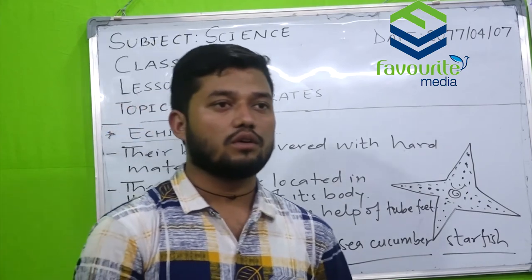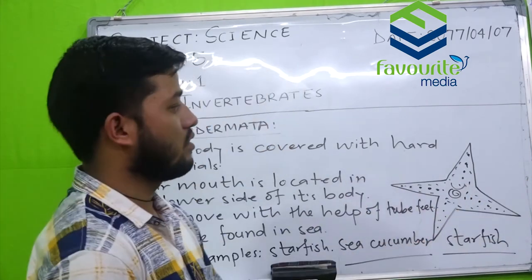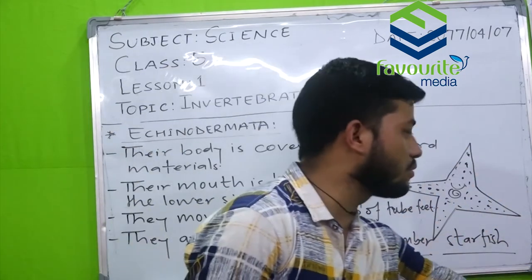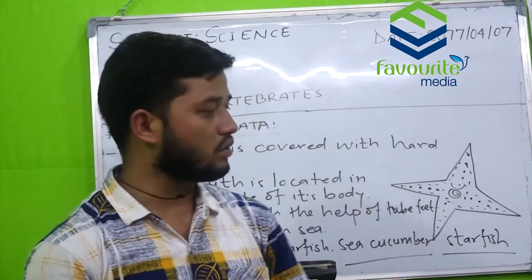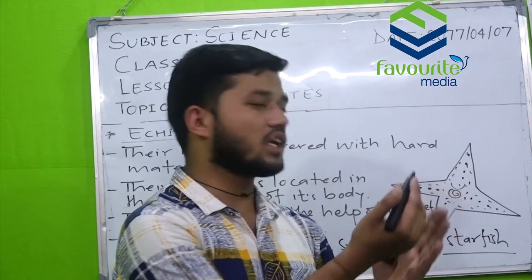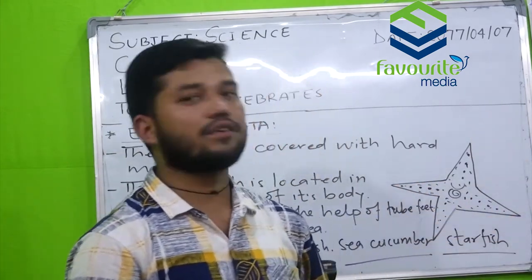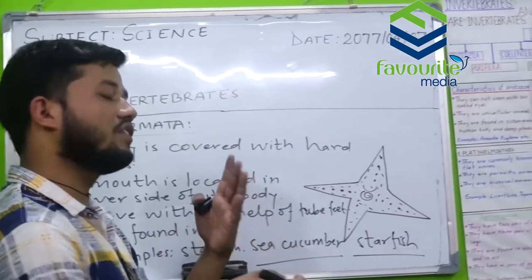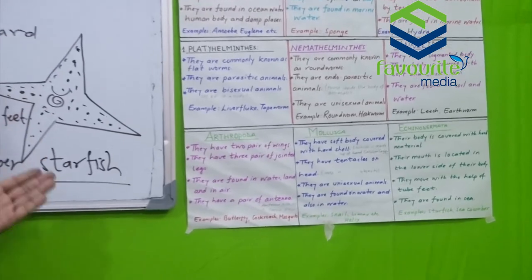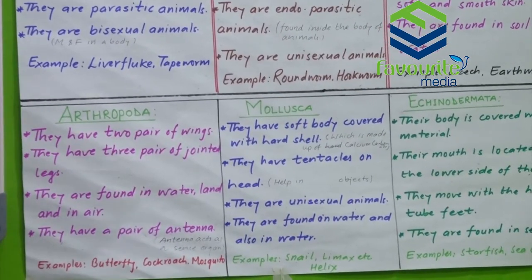Okay, very good. You have to try to learn all the characteristics, or try to write the characteristics of these three groups yourself at home, and you can match the words written by you with these characteristics. If you have any confusion or any difficulties in writing or solving the questions related to this topic, you can ask me or you can ask your teacher.